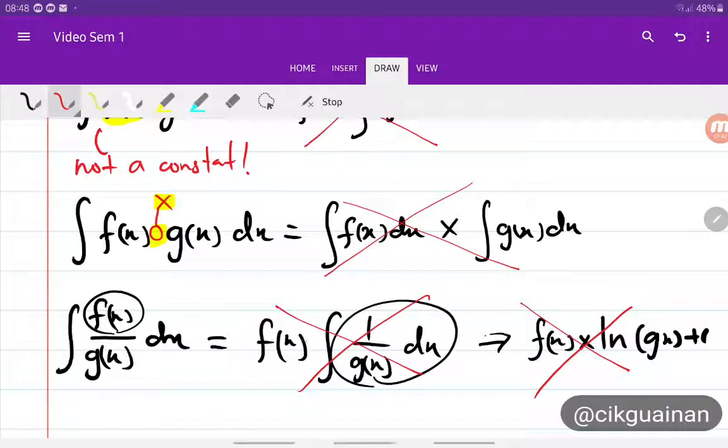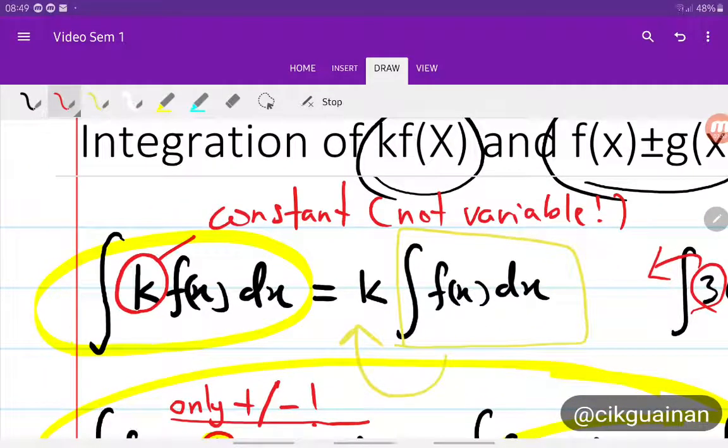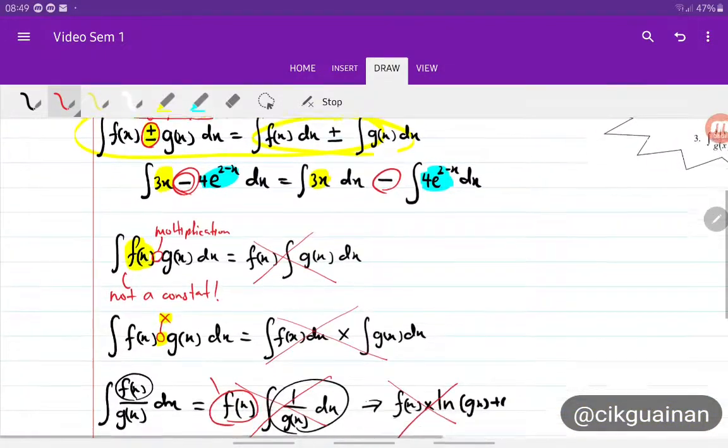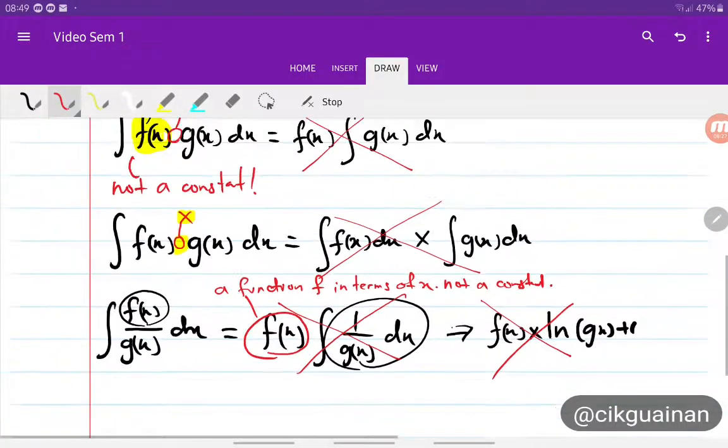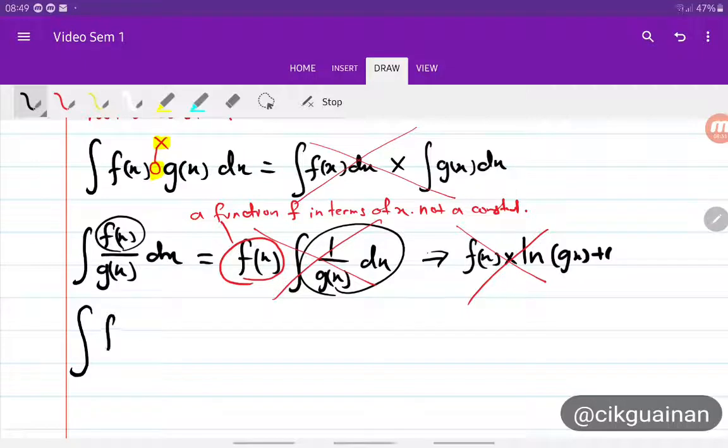Because if you take the f(x) outside of the integration sign, you must ask yourself, is f(x) a constant? The first rule says, if k is a constant, then we can put it outside. In this case, it is not. f(x) is a function f in terms of x. It is not a constant.